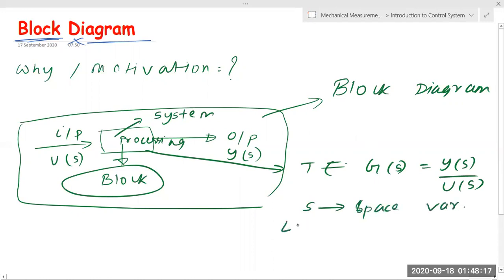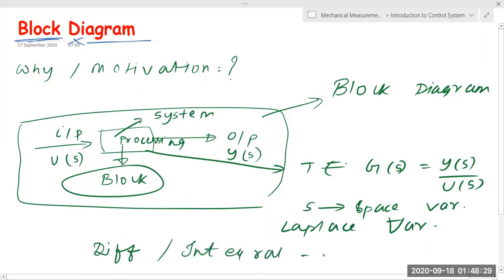What is the function of the Laplace variable? If you remember, the Laplace variable converts any kind of differential equation or integro-differential equation into an algebraic equation to simplify the solution.